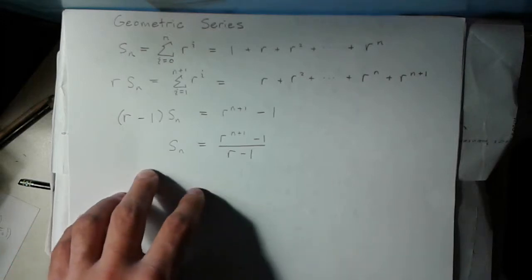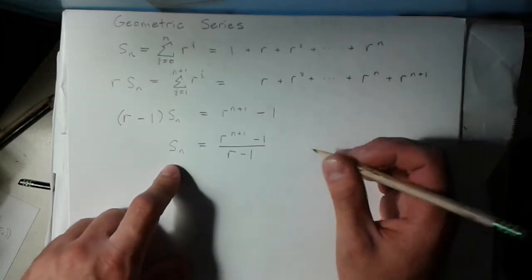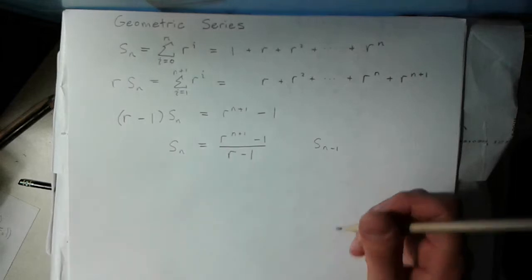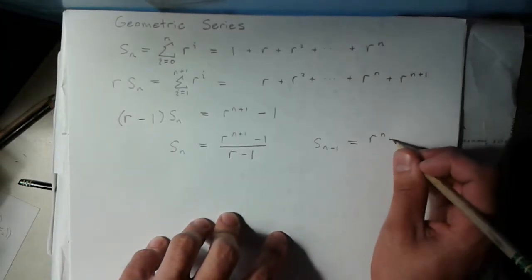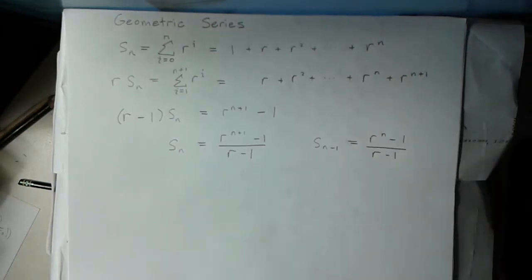And actually in the last problem, the sum that I had didn't go up to n, it went up to n minus 1. So if I wanted to find out what that is, I could just substitute n minus 1 here, and I would see that that's just r to the n minus 1 over r minus 1.